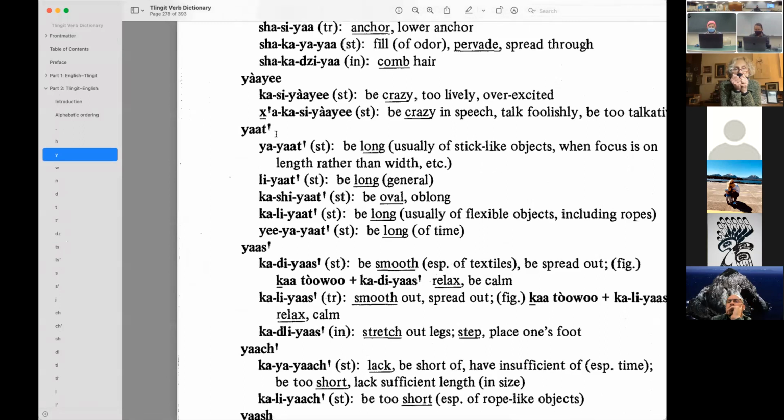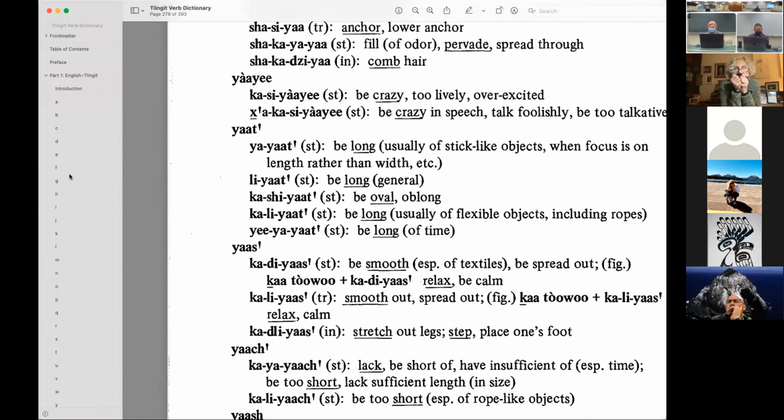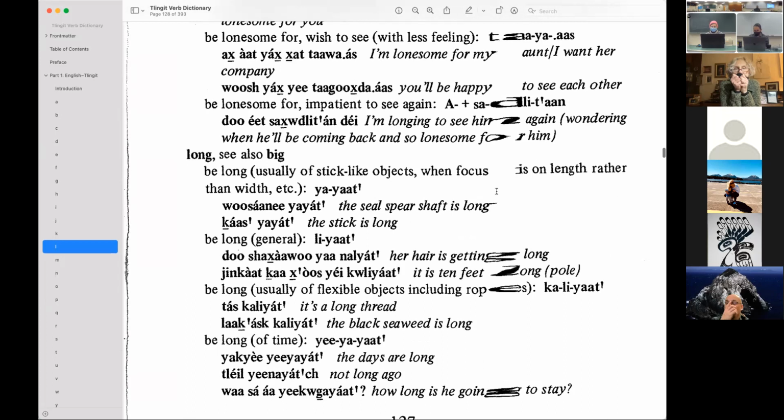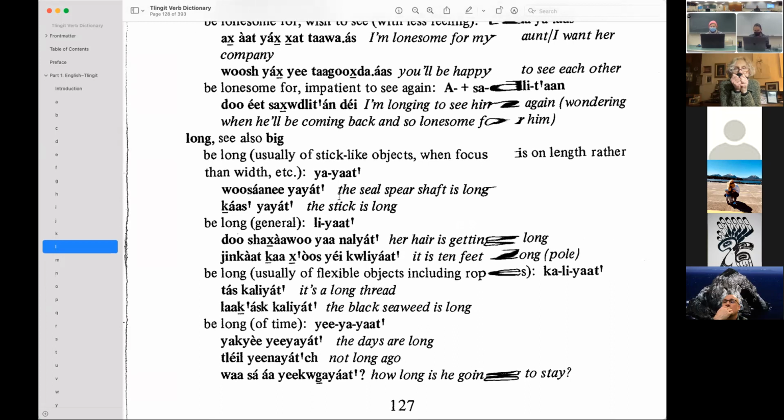Since it's a new verb, just getting in the practice, once we find it, we go look it up in English. So we'll go down here and we see, oops, the scan got a little messed up. So we see wusani yayat, the spear is long. Ḵaax yayat, the stick is long. That is a stick-like object, so that would count. A beak would count as a stick-like object. So you also have rope, general objects, time.